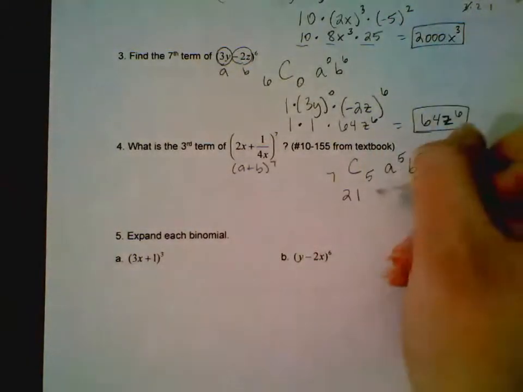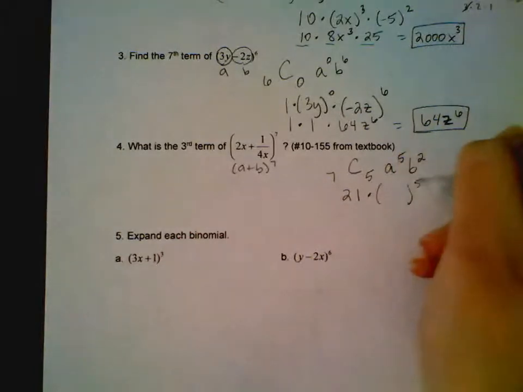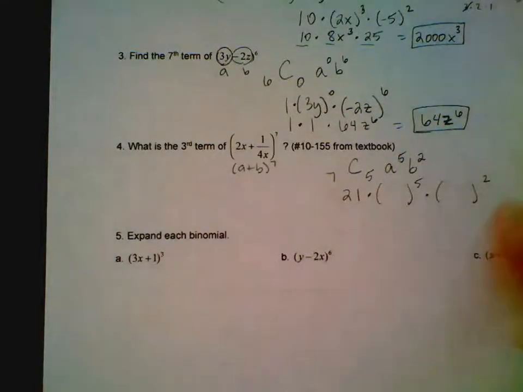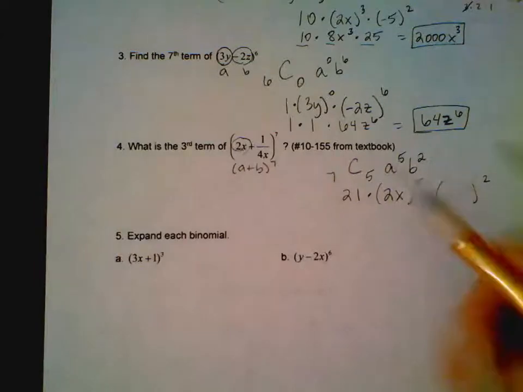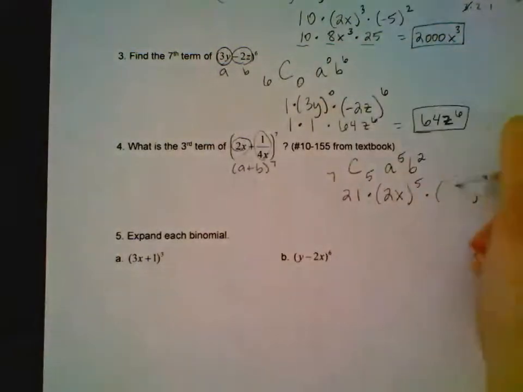Now in the a spot, the a spot is the first term in the binomial. That's going to be 2x. And our b spot is the second term, which is this fraction, 1 over 4x. All that's squared. So the next thing we do is the exponents.